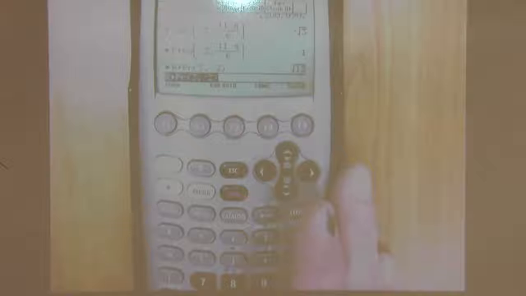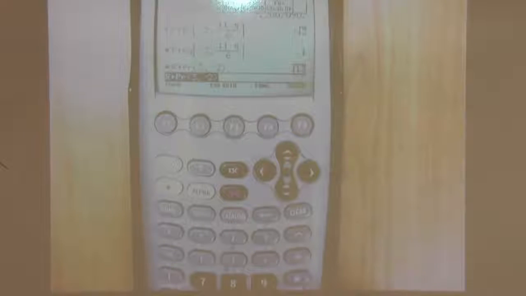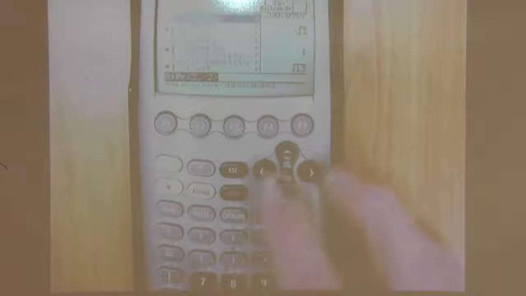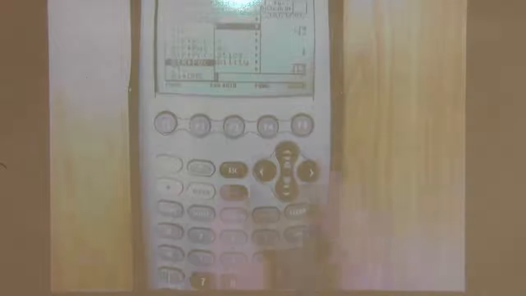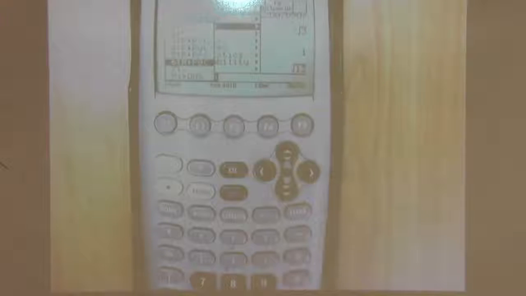And that's square root of 13. And then let's do it again for the theta. R to P theta. That means from rectangular to polar theta.